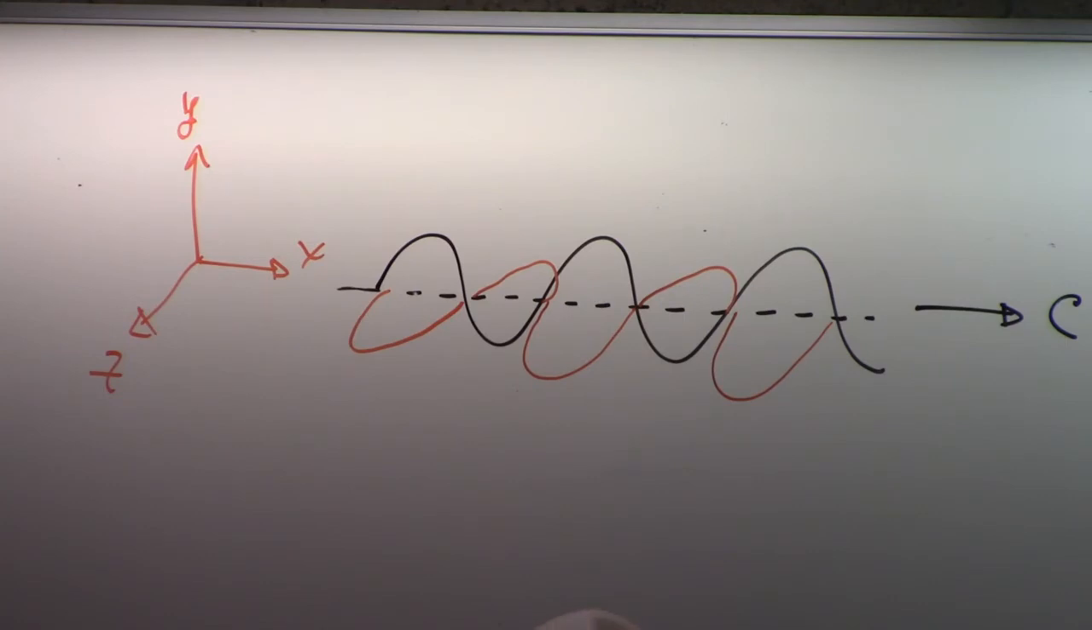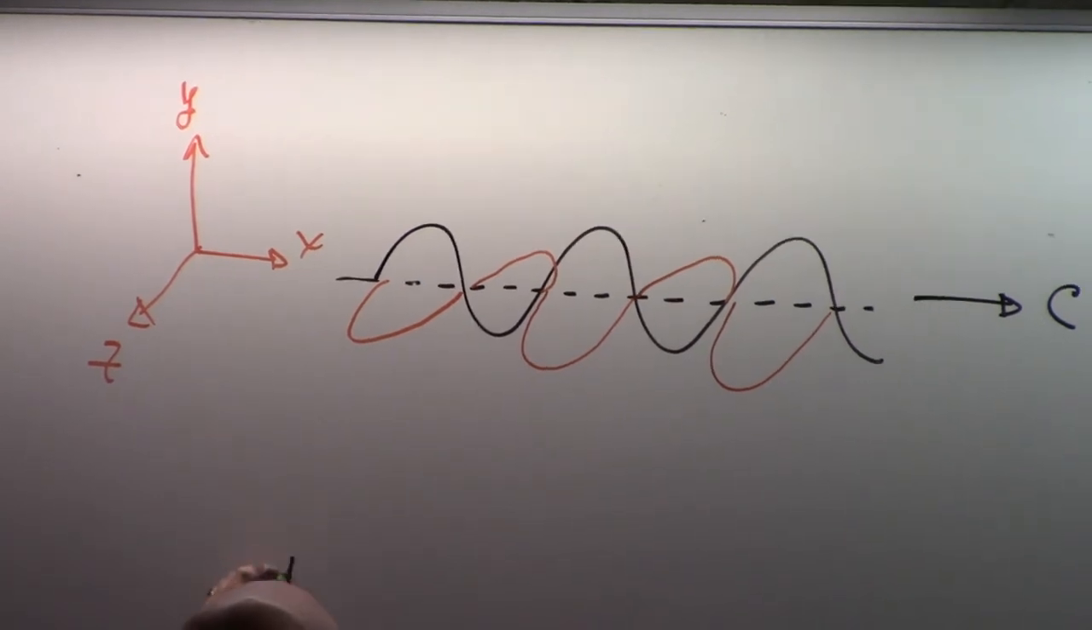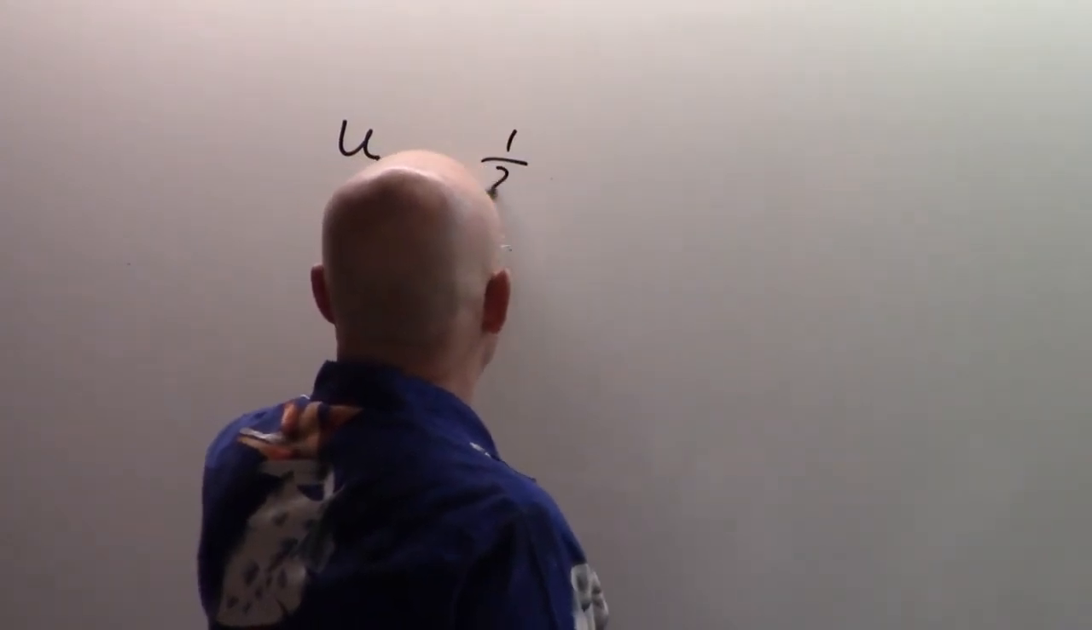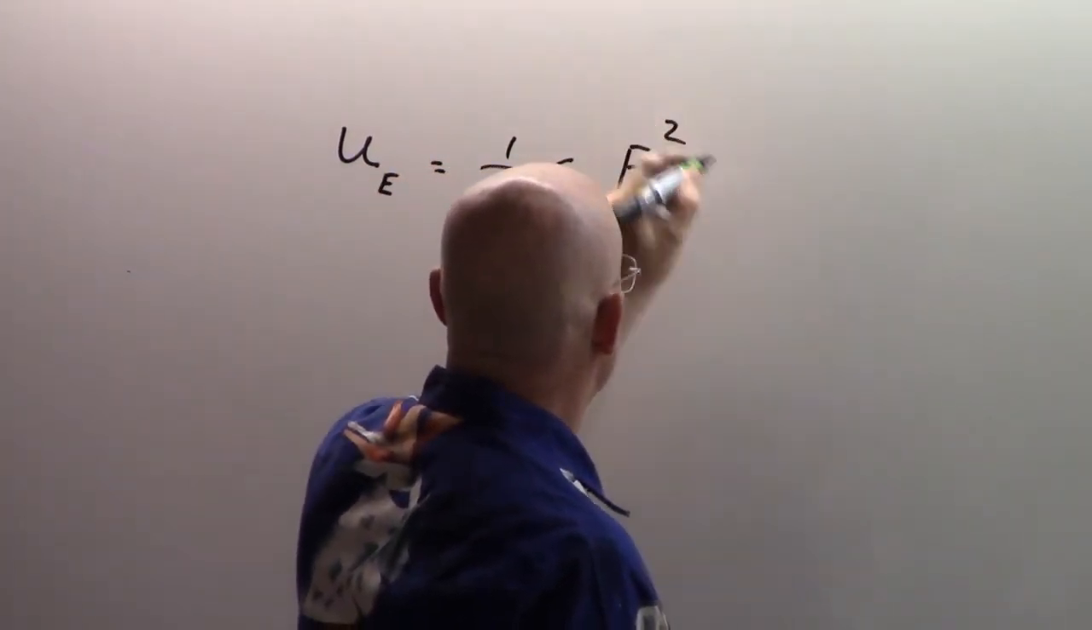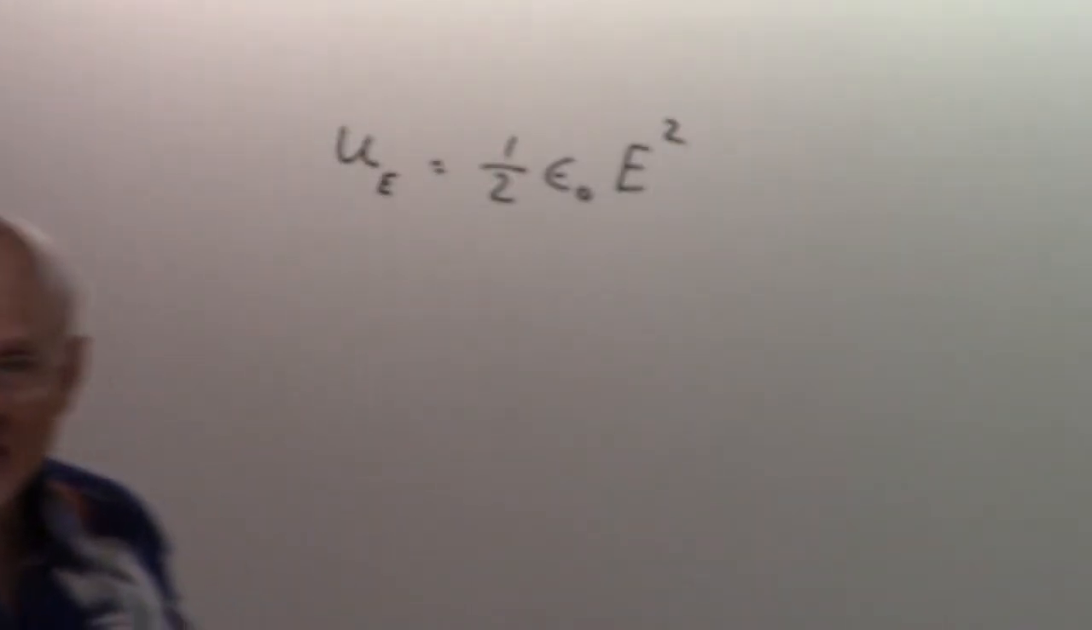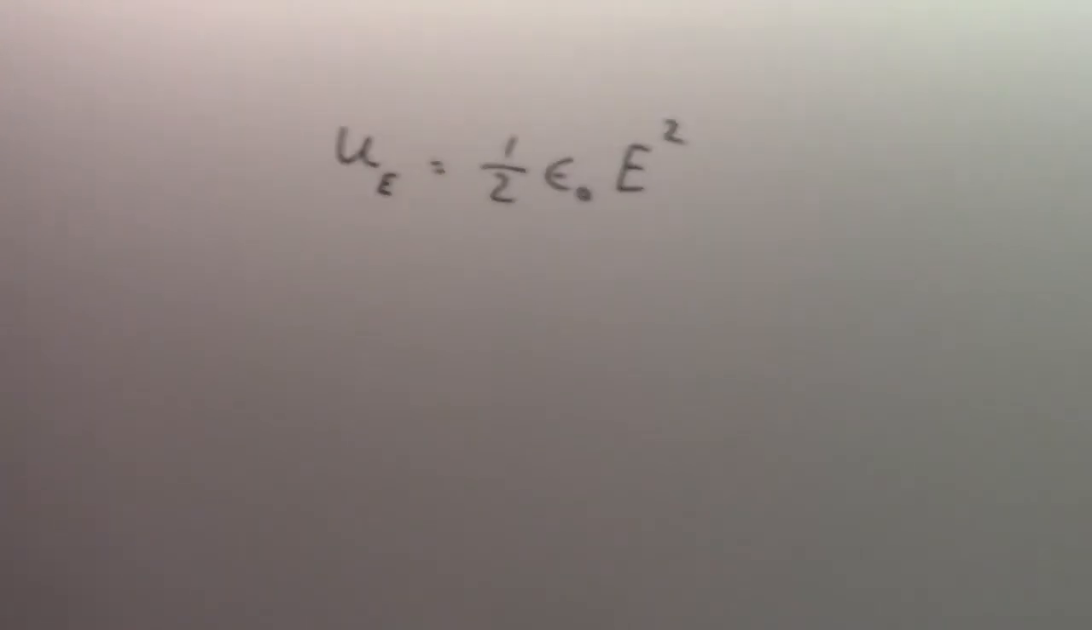But the three dimensions here, with the Y going up and the B coming out and then traveling along in that direction, if I just said how much energy is in there, my first thoughts would be to go way, way back to our capacitors. And so when we did our capacitors, we did this energy density. I don't know if you remember, we called it U sub E, and we said it's 1/2 epsilon naught E squared.